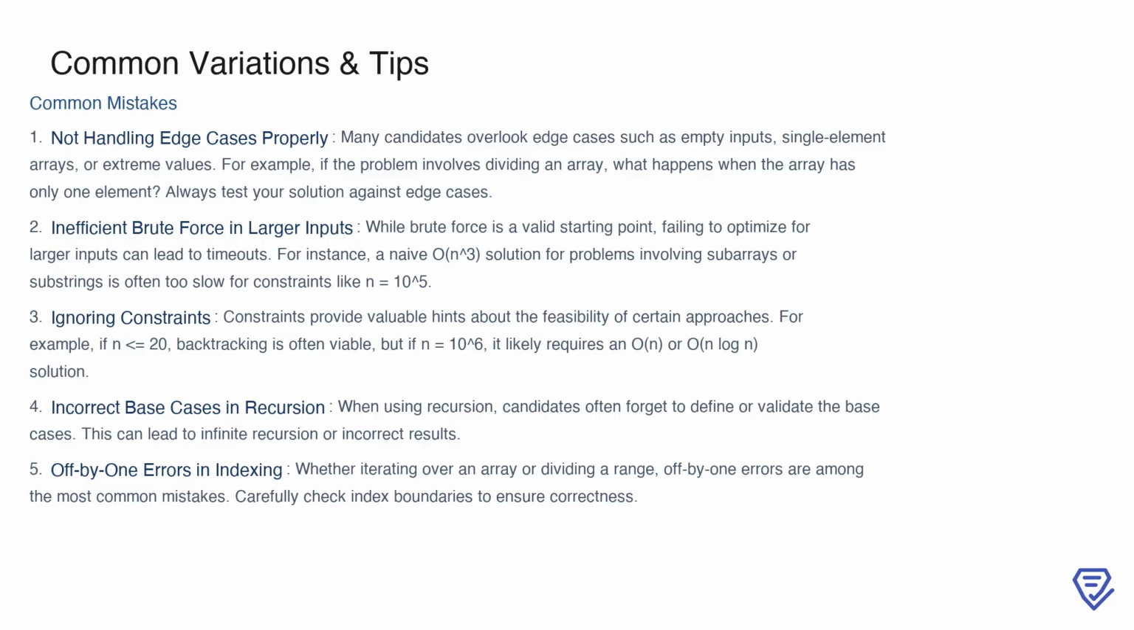Also, the problem's constraints are a valuable guide. They can hint at the required efficiency of your approach. For instance, if n is very small, backtracking might be feasible, but if n is large, you'll likely need an approach like O(n log n). Additionally, recursion errors are another pitfall. Missing or incorrect base cases can result in infinite loops or incorrect results. Finally, watch out for off-by-one errors, especially with indexing. These small mistakes are incredibly common, so double-check your boundaries when iterating or dividing ranges.